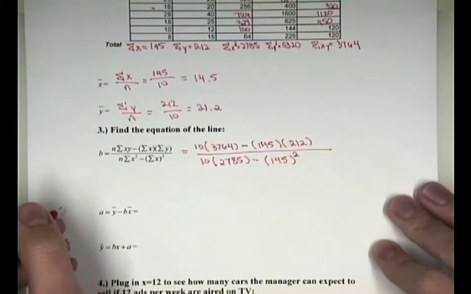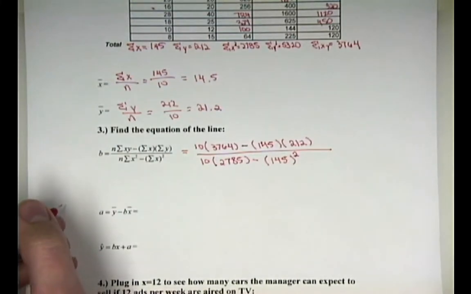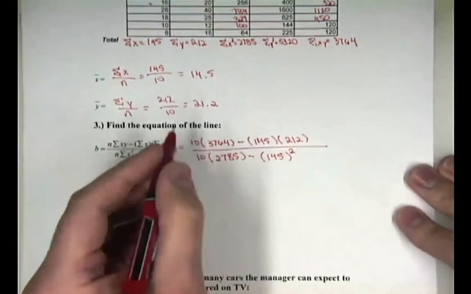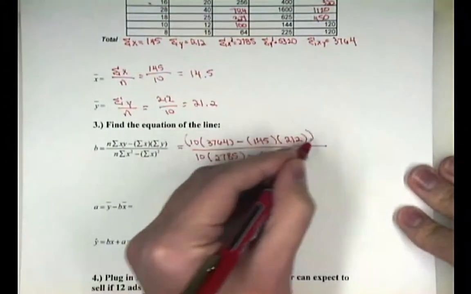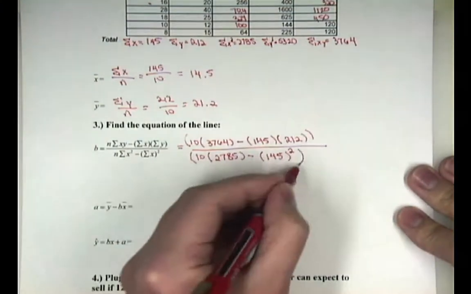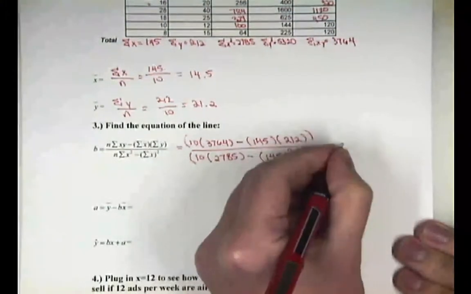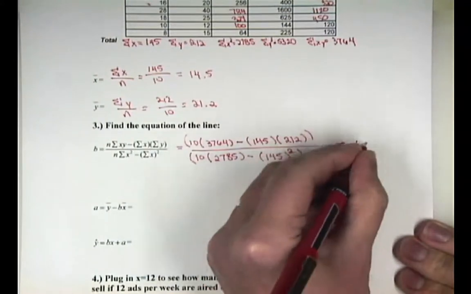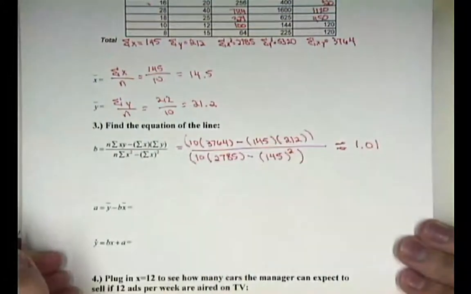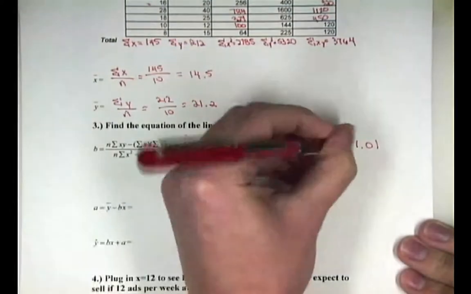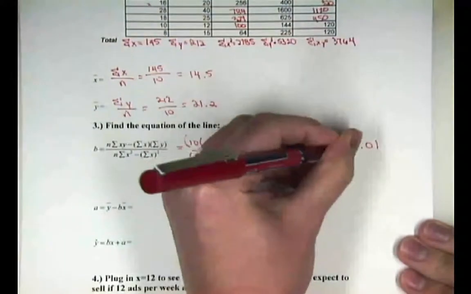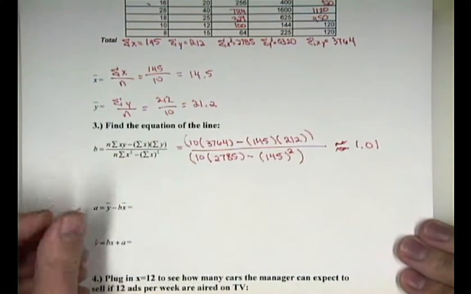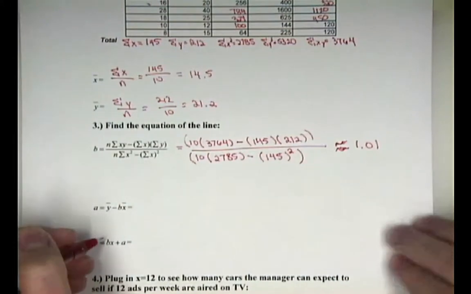Be careful of your order of operations here. Make sure that you do your numerator and denominator separately, or that you tell your calculator that it needs to be done very separately. I suggest extra parentheses. When you're done calculating, you should get approximately, if we're rounding to 2 decimal places, 1.01. I'm rounding to 2 decimal places for ease, just to make our calculations a little bit easier down here.